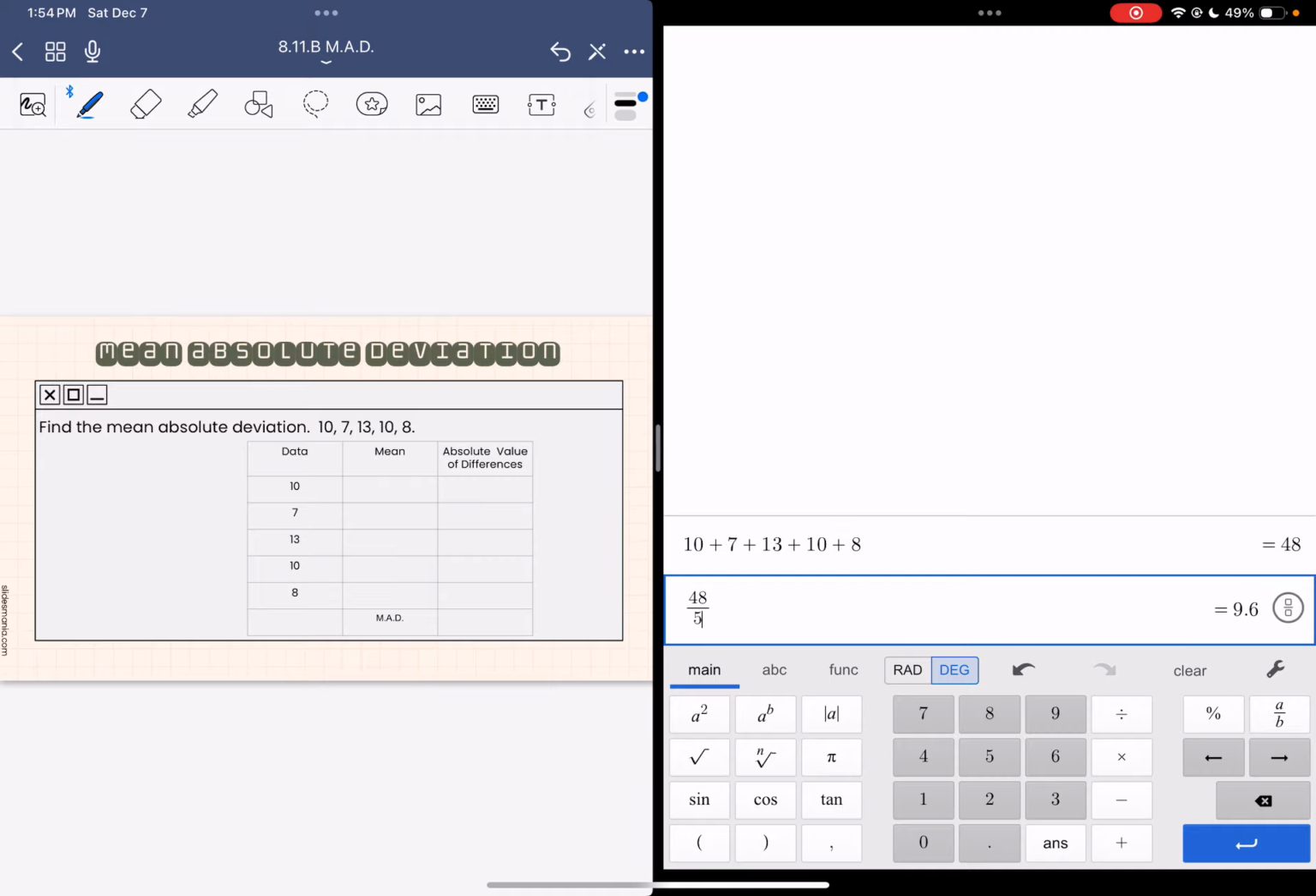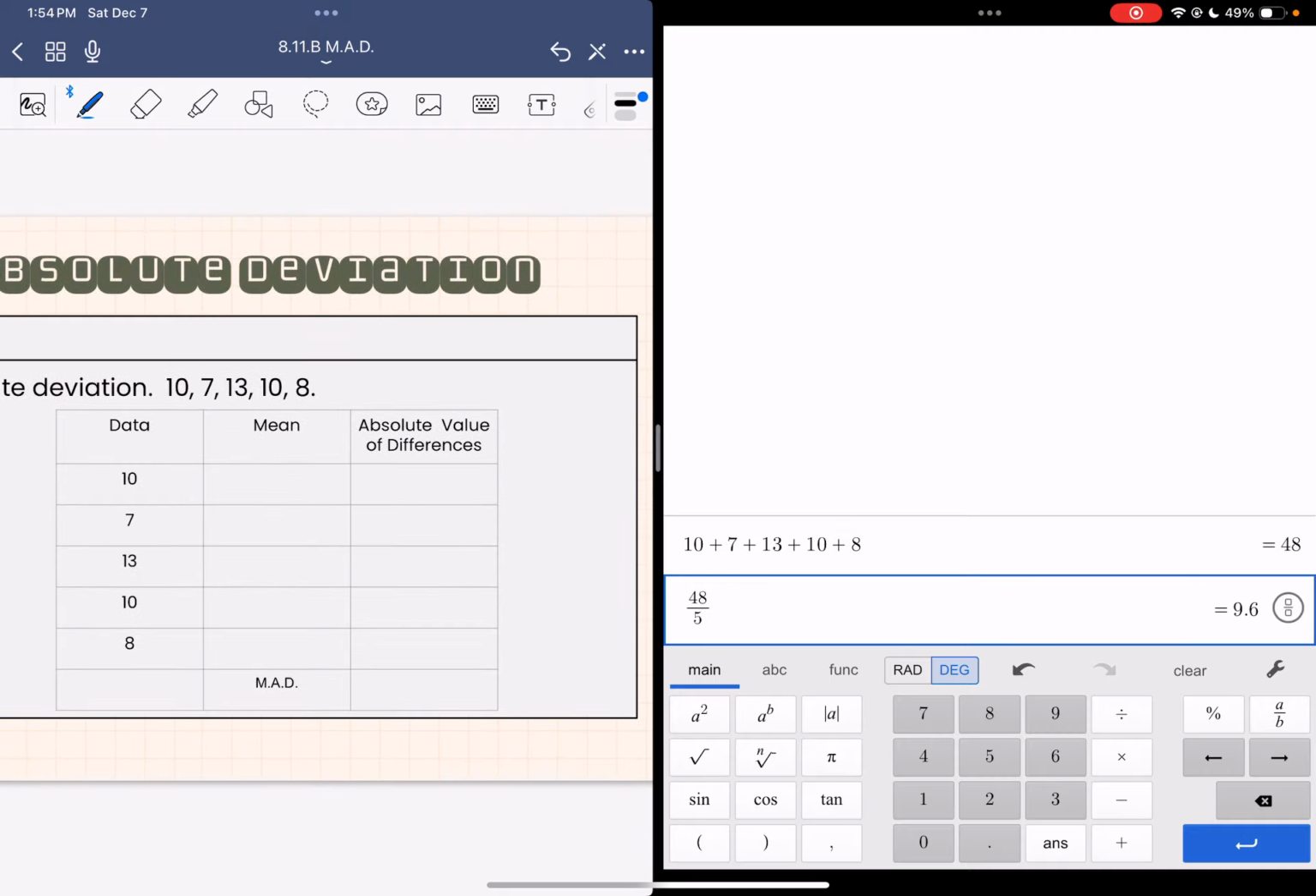It's not a teaching method to do a table. I just think it's easier for kids to keep it organized. All right, so it says the absolute value of differences. So in other words, how far is 10 to 9.6? So that'd be 0.4. How far is 7 to 9.6? That's all we're doing. This is 10. That'd be 13 to 3.4. And you can use a calculator. You don't have to do this in your head.